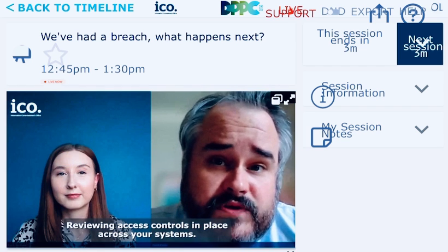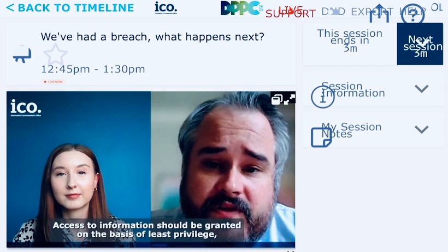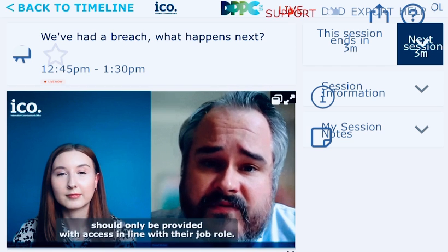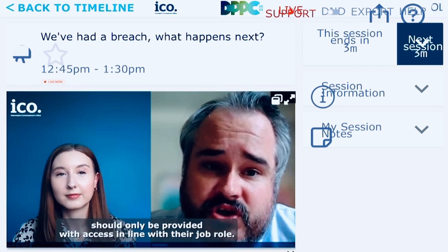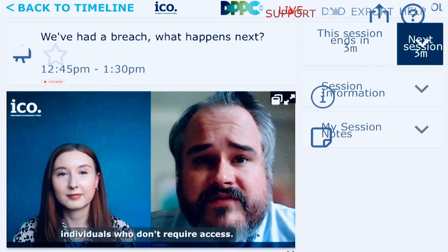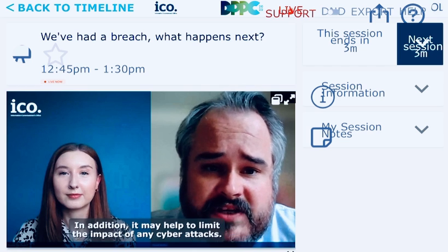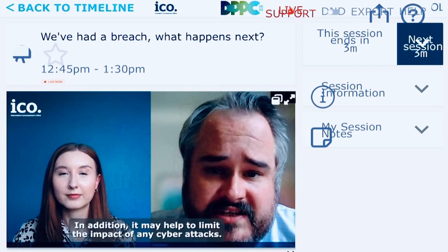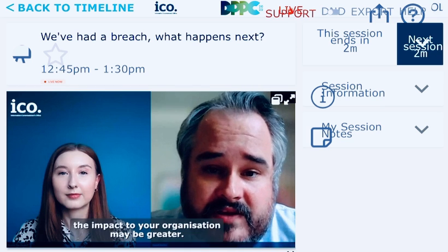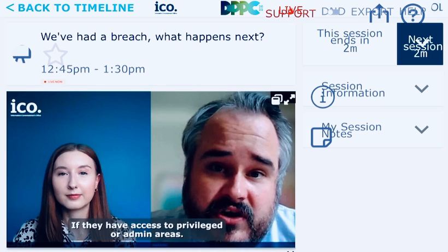Reviewing access controls in place across your systems. Access to information should be granted on the basis of least privilege, and essentially that means that staff should only be provided with access in line with their job role. This should ensure personal data is not made available to any individuals who don't require access. In addition, it may help to limit the impact of any cyber attacks. For example, if an attacker has gained access to your system, the impact to your organisation may be greater if they have access to privileged or admin areas.